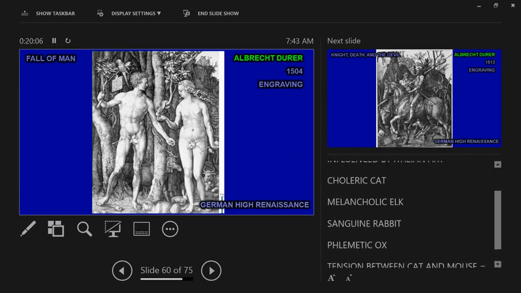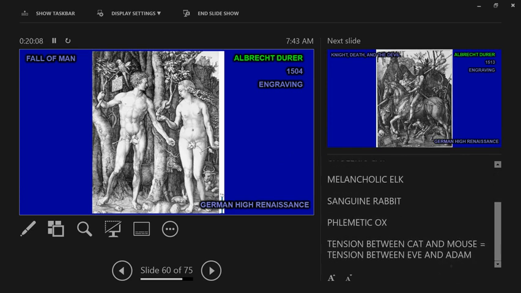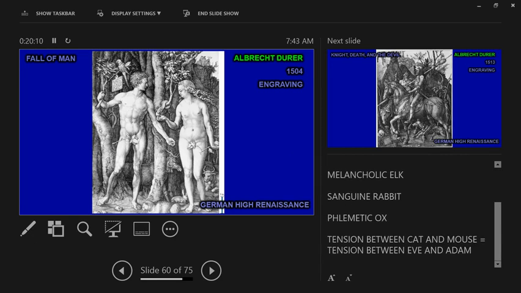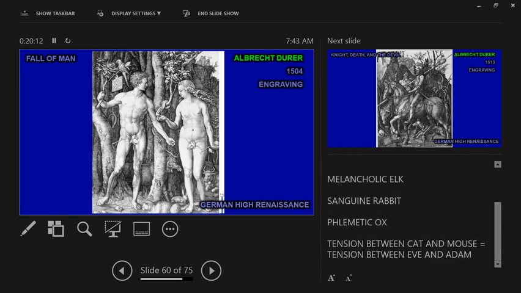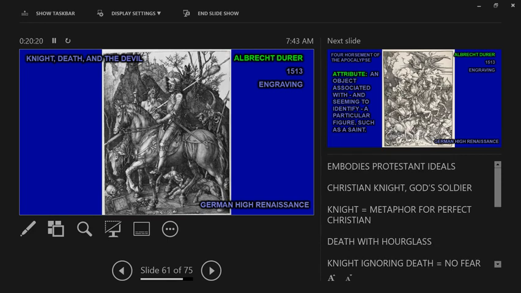At the bottom, we have a choleric cat, a melancholy elk, a sanguine rabbit, and a phlegmatic ox. And the tension between the cat and the mouse is the tension between Eve and Adam. Another cool print by Albrecht Dürer is The Knight, Death, and the Devil.